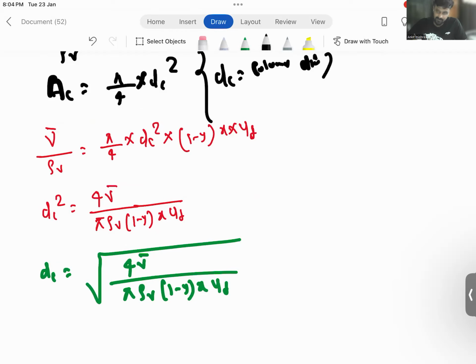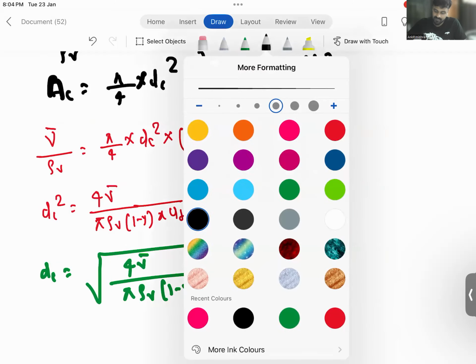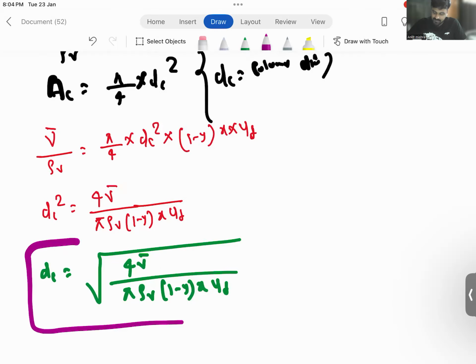What I'll suggest is, don't try to remember the formula. Remember the basics that I told you. If you remember the basics, that mass flow rate, and if the mass flow rate or volumetric flow rate of vapor in the column is given, then you will definitely be able to calculate the diameter of the column.